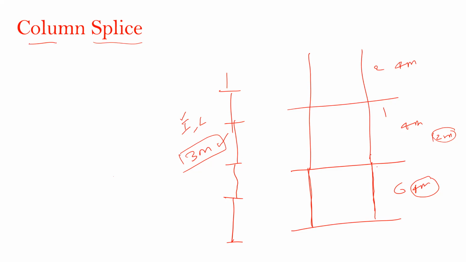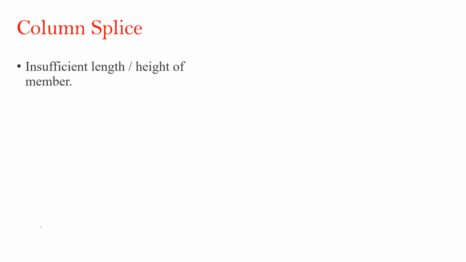That means joining of two members. Remember, the column splice can be defined as the joining of two members in order to produce the required height or the required length for the structure. That's what the column splice is. So when you have insufficient length or height of the member, in order to produce sufficient height and length of the member, you are going to require the column splicing.